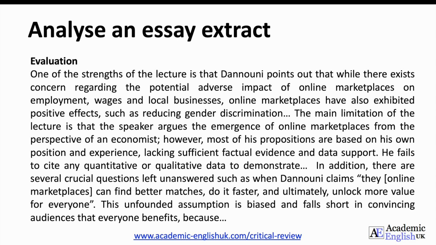Here is the evaluation paragraph from a full critical review. What I'd like you to do is analyze the paragraph and highlight the evaluative language in context. The first phrase has been highlighted for you like this, one of the strengths. Pause the slide and highlight other phrases connected to evaluation.